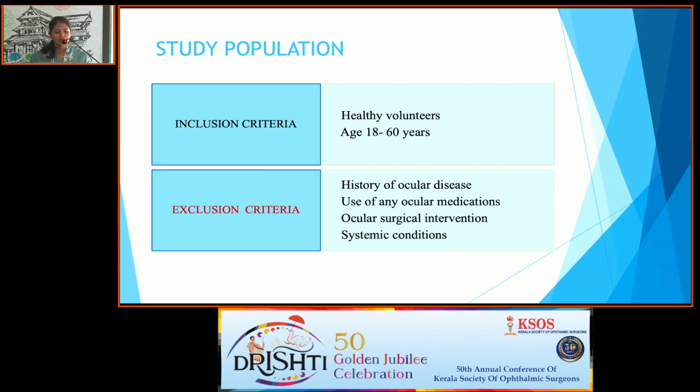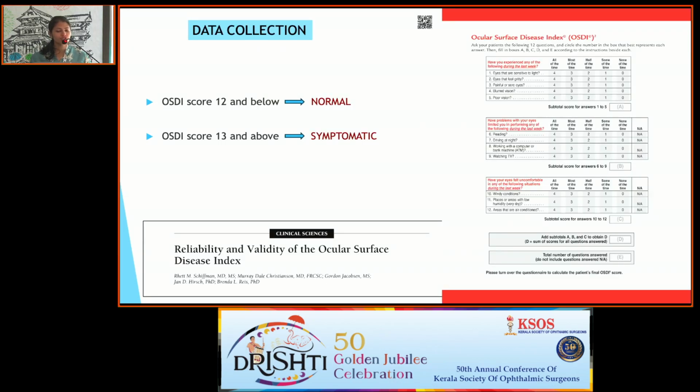and those who had undergone any ocular surgical intervention. Initially, we asked the patients to complete the OSDI questionnaire on their phones using a QR code based method. Those who scored 12 and below were classified as the normal group, and those who scored 13 and above were in the symptomatic group.